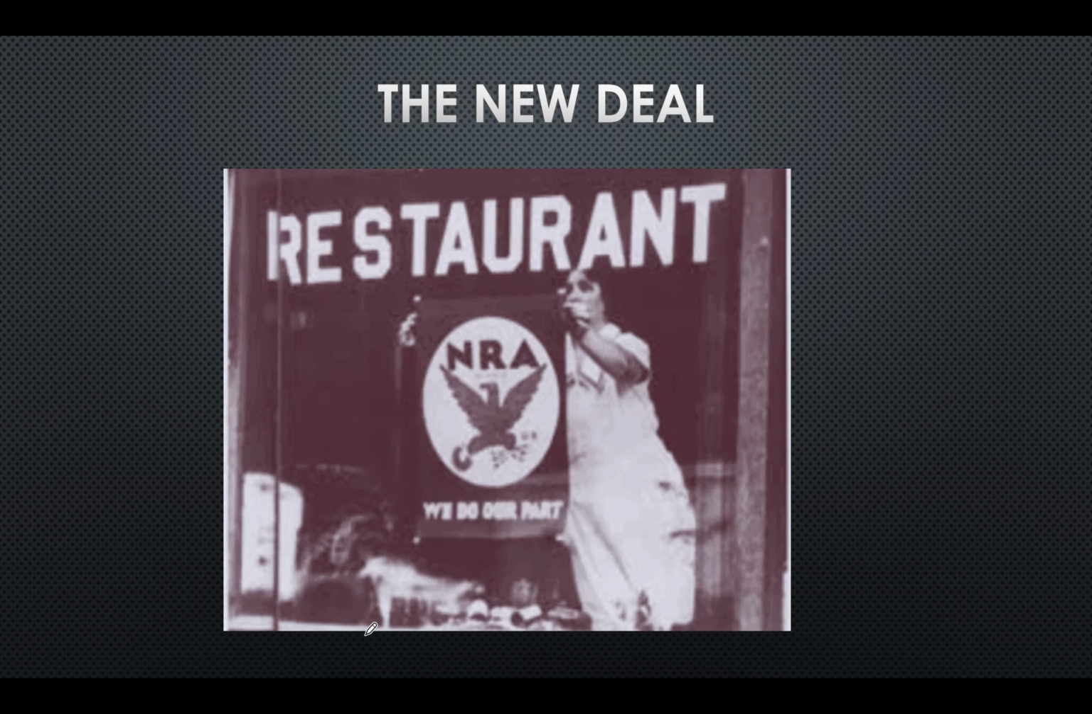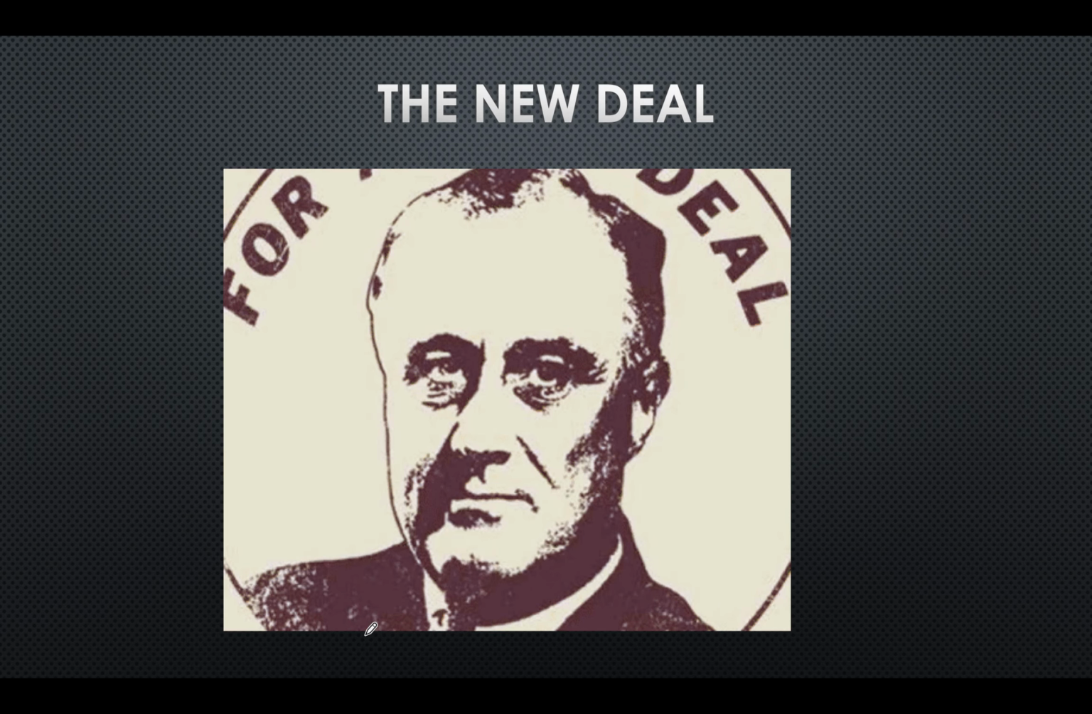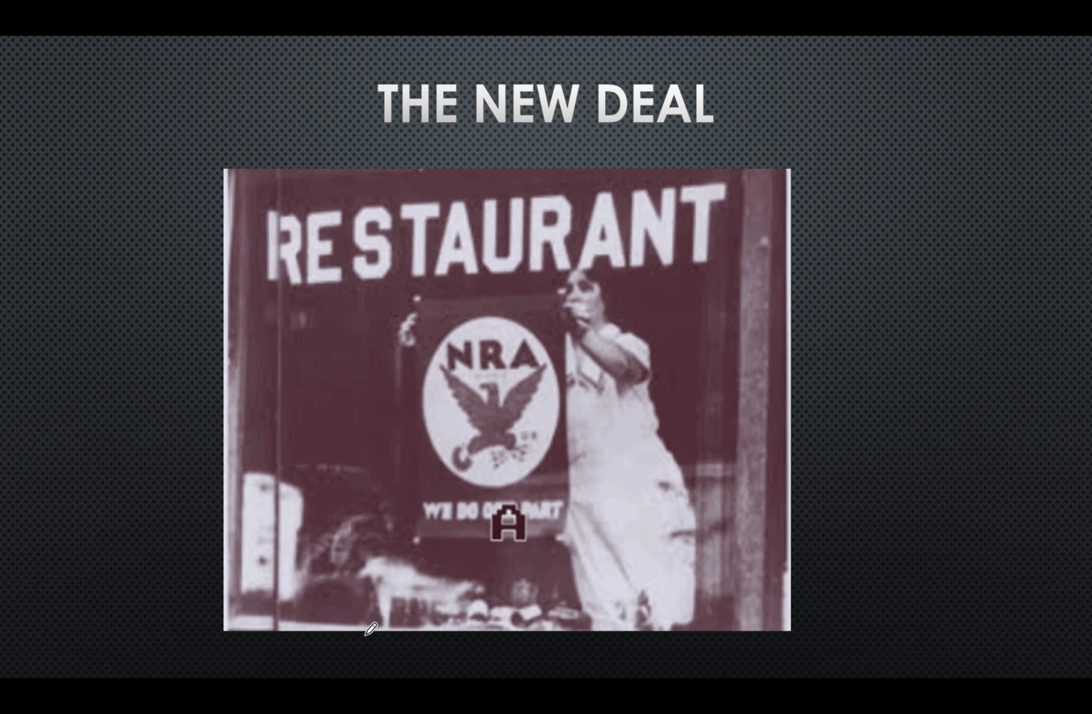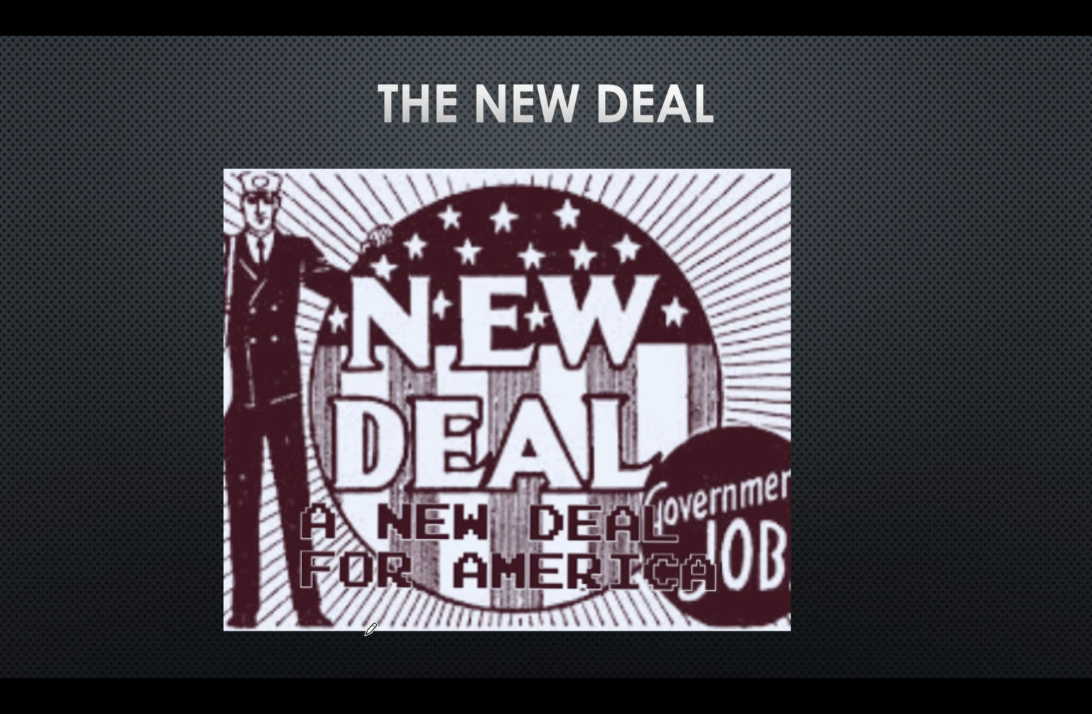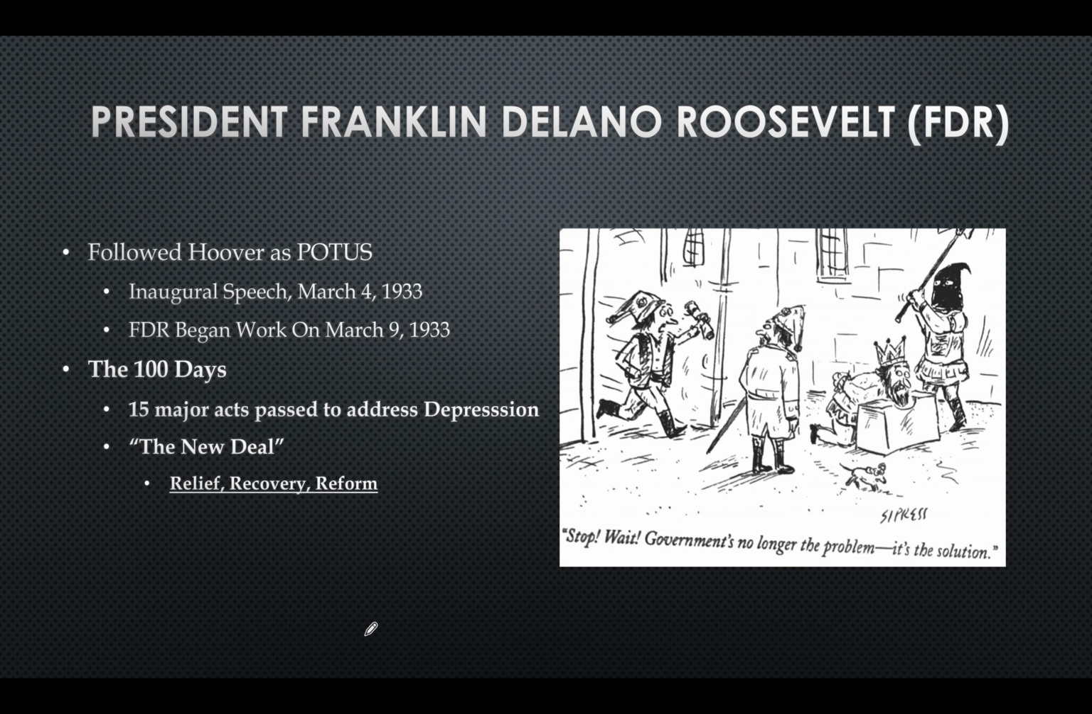All right. So now we're going to talk about the New Deal. After Herbert Hoover loses his reelection in 1933, this guy named Franklin Delano Roosevelt becomes president. We call him FDR today. He made his inaugural speech on March 4th, 1933, and he began working on the economy 5 days later on March 9th. Okay, so he did what is called the 100 days. He promised that in the first 100 days of his presidency, he was going to reform the economy.